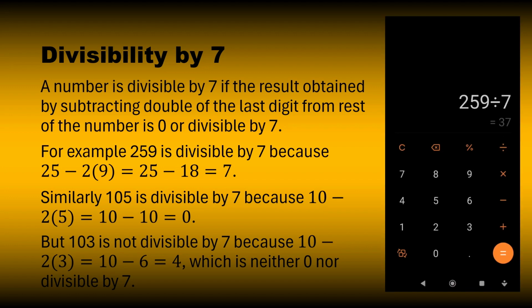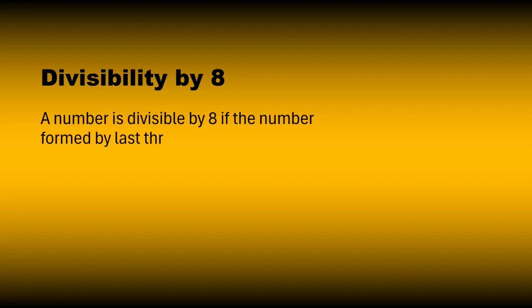Similarly, 105 is divisible by 7 because 10 minus 2 into 5 is equal to 10 minus 10, which is equal to 0. But 103 is not divisible by 7 because 10 minus 2 into 3 is equal to 10 minus 6, which is equal to 4, which is neither 0 nor divisible by 7.